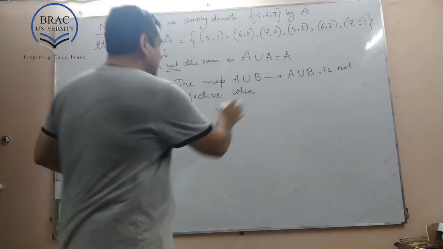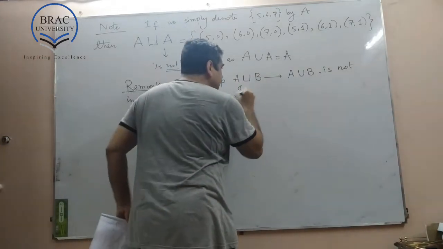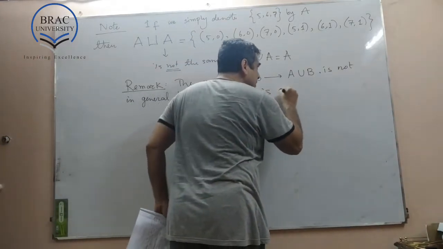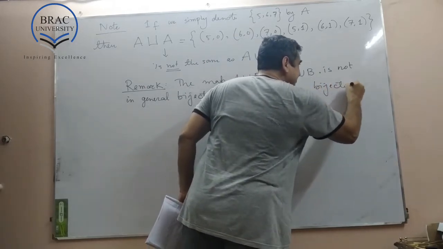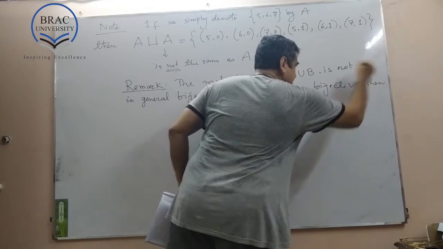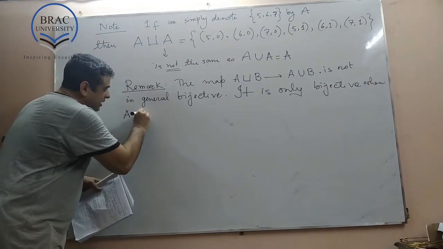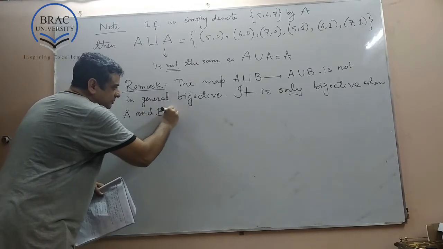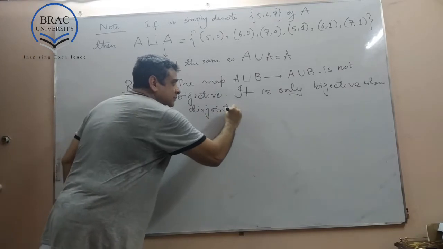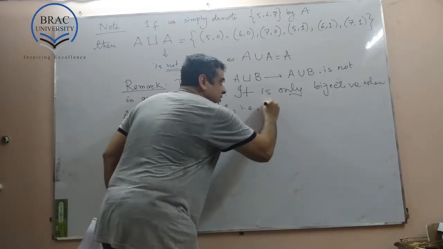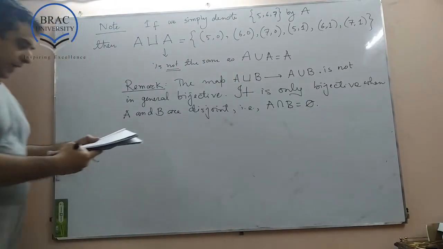It's not in general bijective. Okay? It is only bijective when A and B are disjoint. That is, the intersection of A and B is a null set. Okay, good.